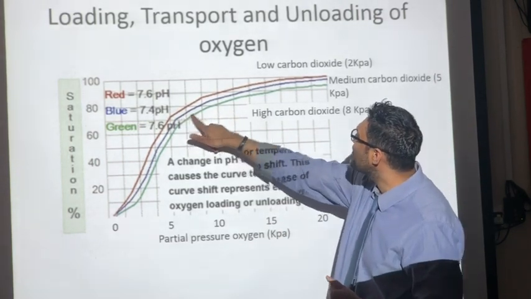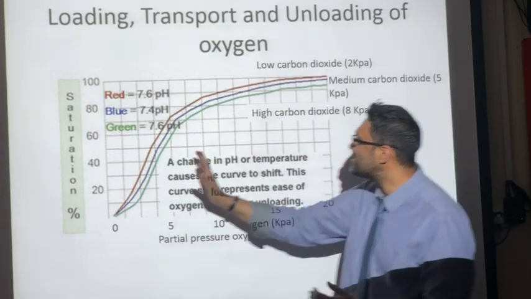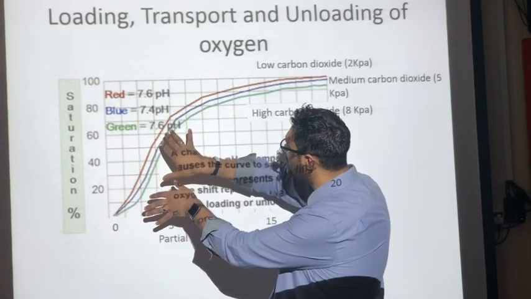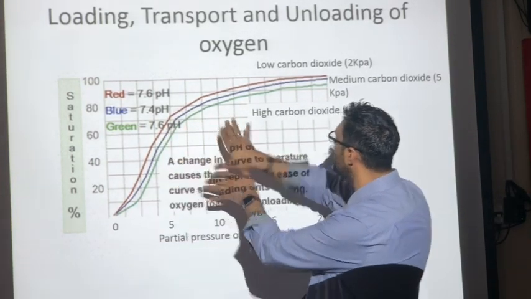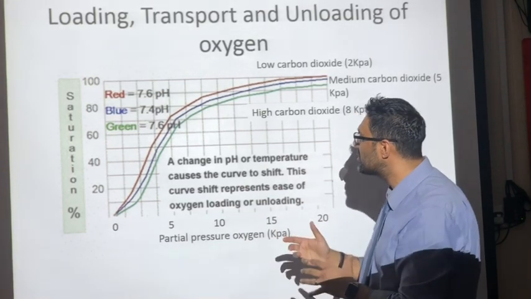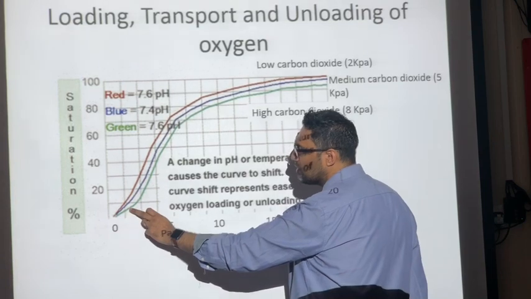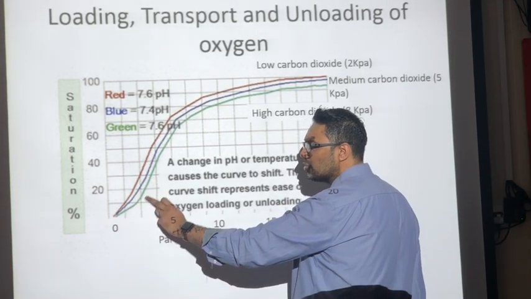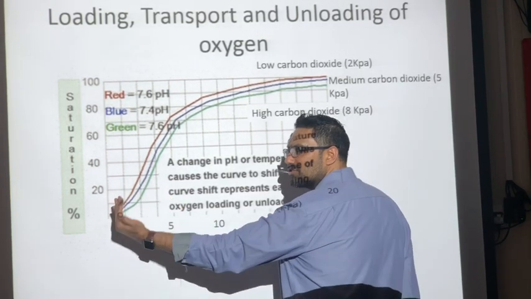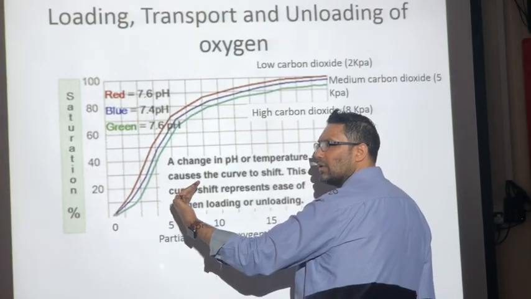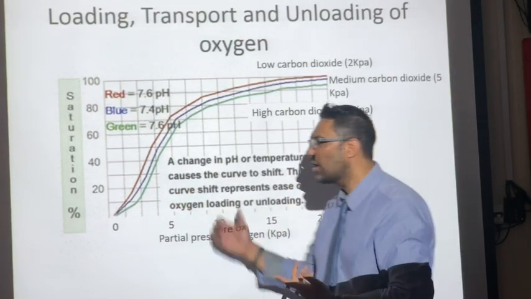Right. So if you've got more carbon dioxide, this whole shift, the oxygen dissociation curve, shifts to the right. Why is it shifting to the right? If it's shifted to the right, is it making it harder or easier for oxygen to associate, to load up? It's making it harder. Harder, well done, right.